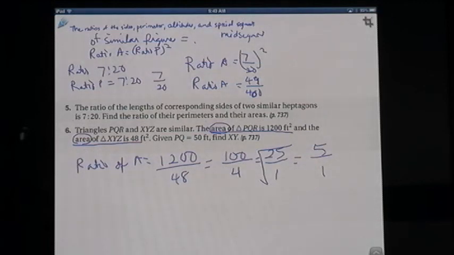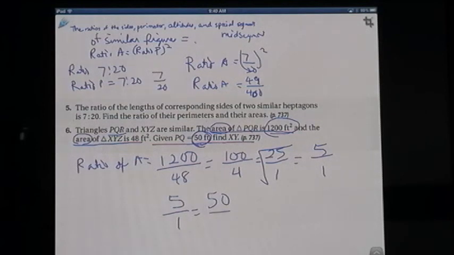Okay, now it says that one of the segments is 50 feet. So what's the other one? All right, we know the 50-foot one is PQ, which goes with the bigger one. So we're going to write our ratio and make this a proportion. We know that the side length is 50 feet, and we're looking for XY. 5XY equals 1 times 50. Divide both sides by 5. You may have already noticed that XY has to be 10.